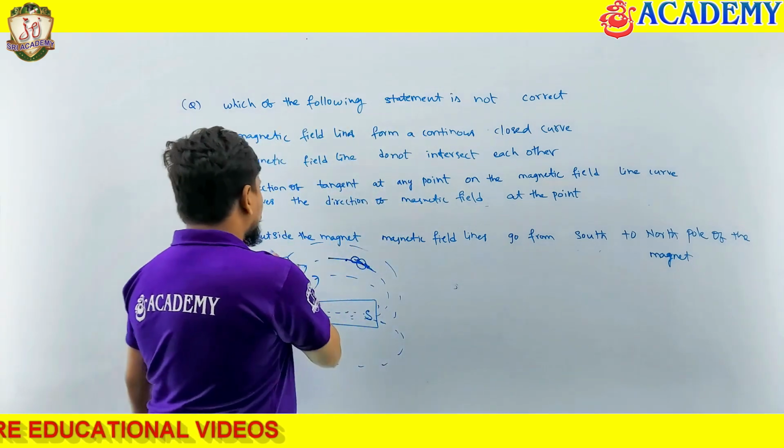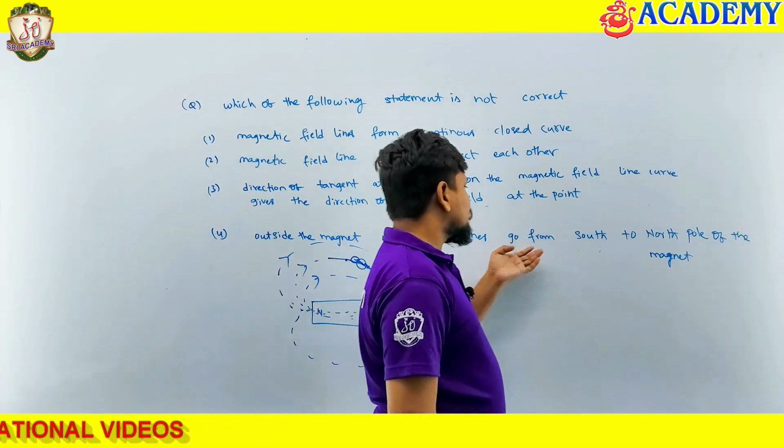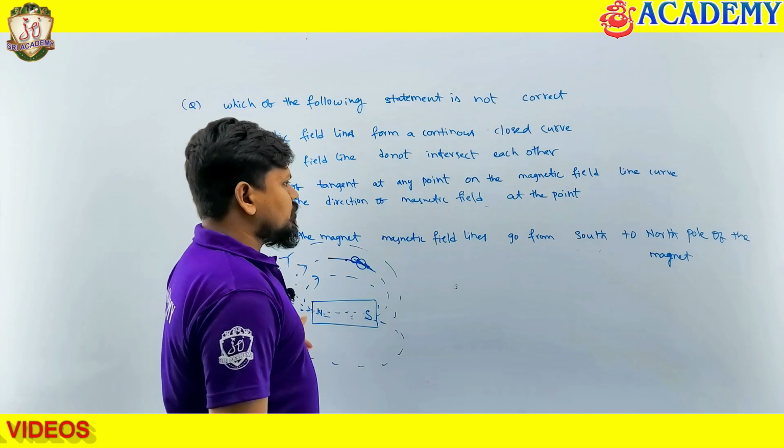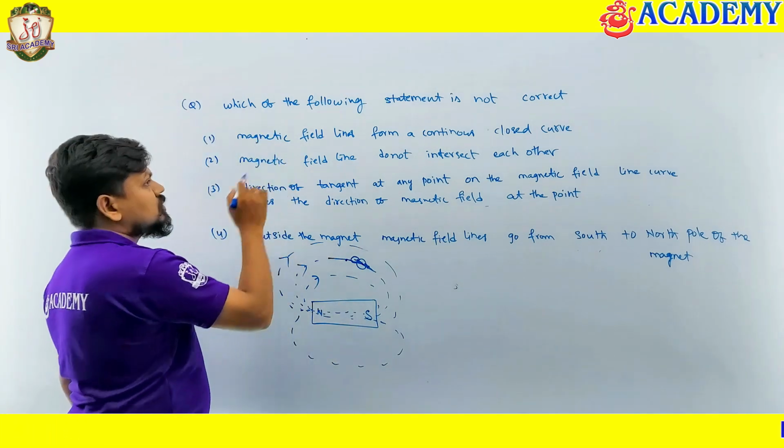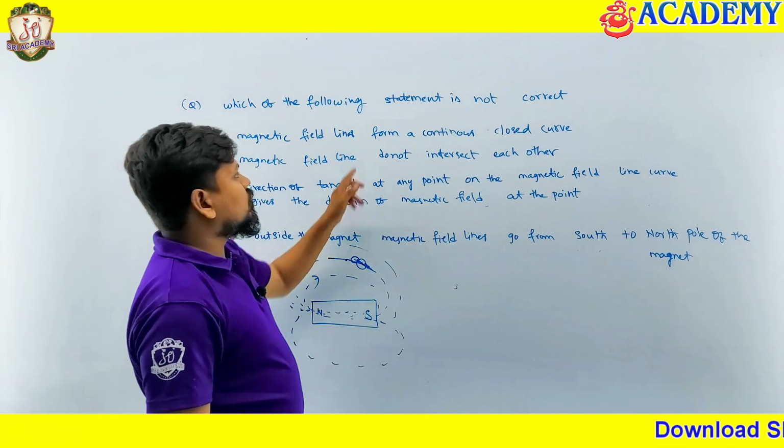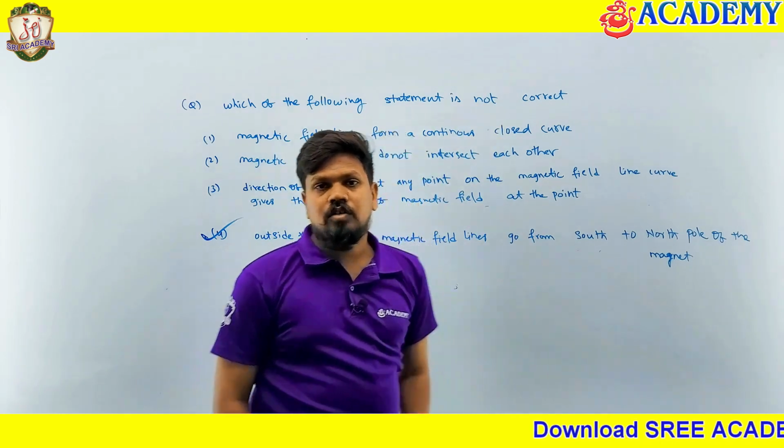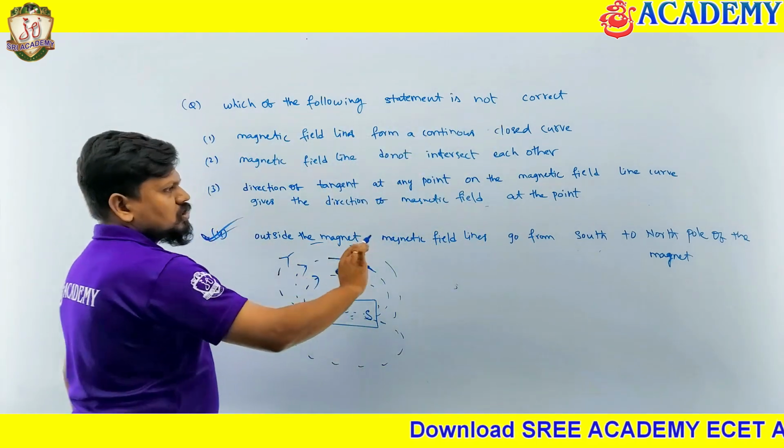So what they have given, outside the magnet field lines go from south to north, they mentioned. So this is the wrong option. So this is our answer. They asked which statement is not correct, so this is the not correct statement.